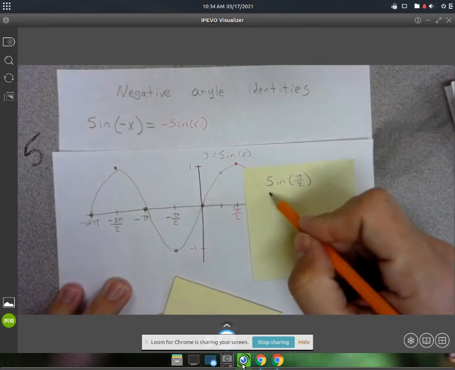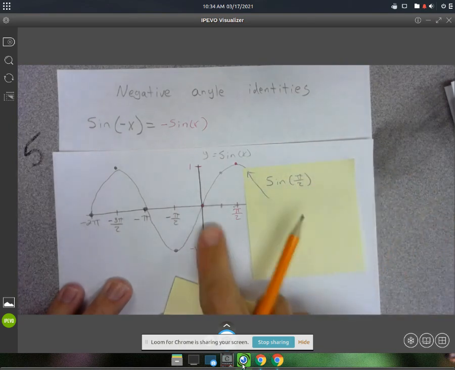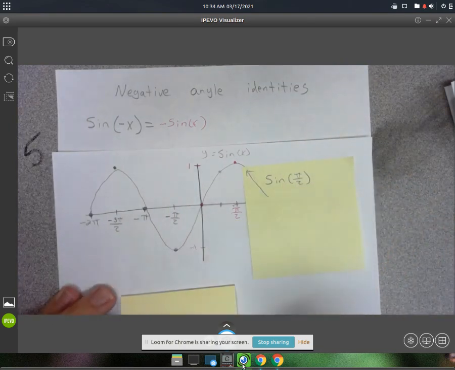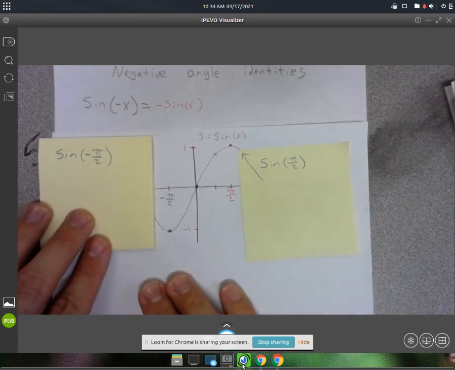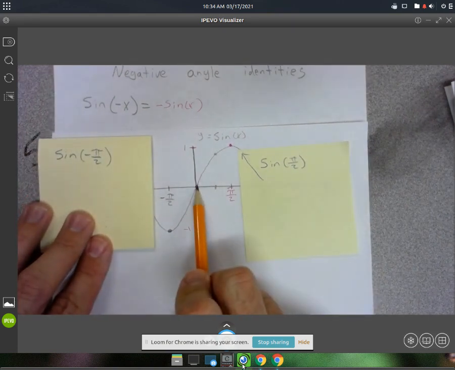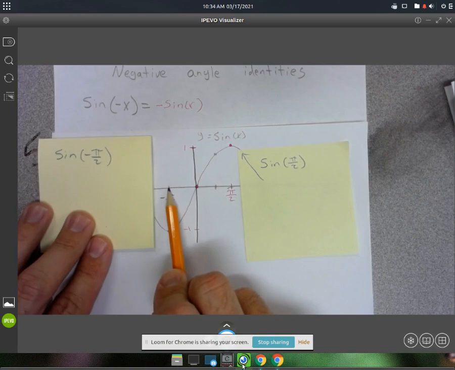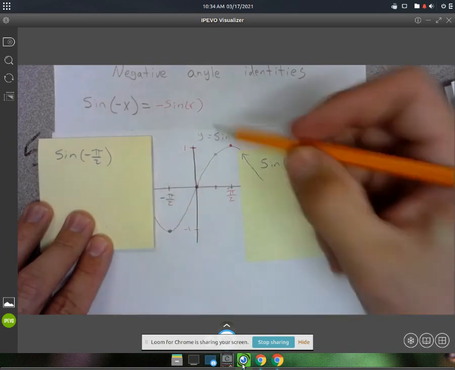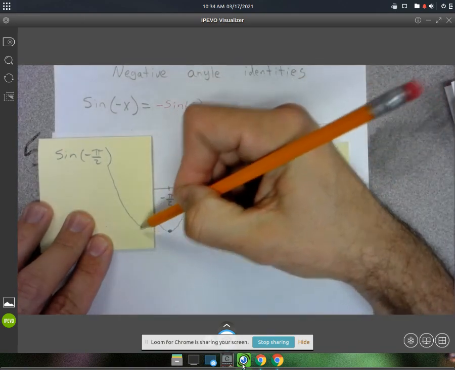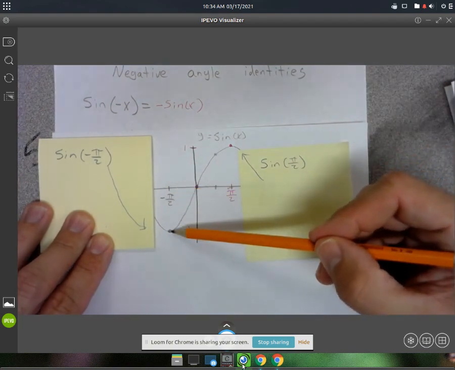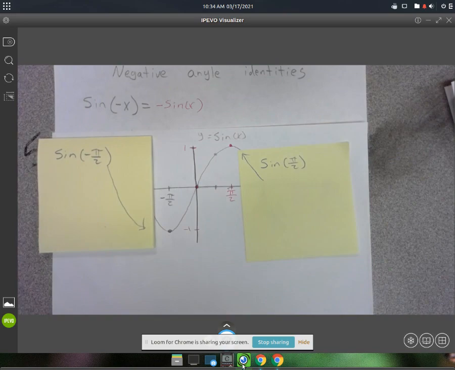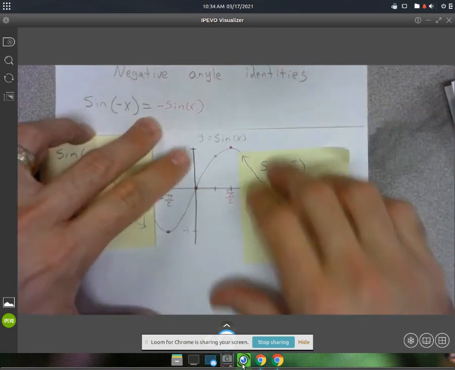So sine of pi over 2 would tell me to go over to the right on pi over 2. But if you were to ask me to evaluate sine of negative pi over 2, I would do the same thing, except I would go to the left. I would go left to negative pi over 2, and then follow that downwards. So I'd follow that downwards, and I'd get negative 1. And that's what happens.